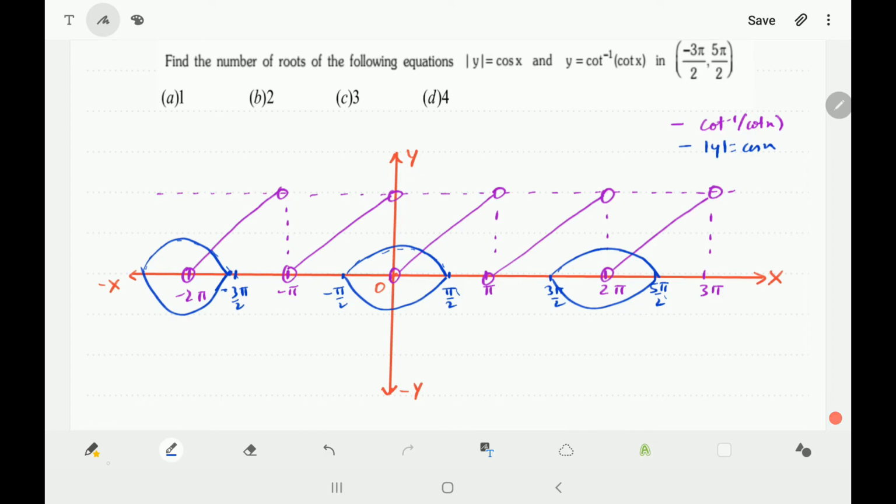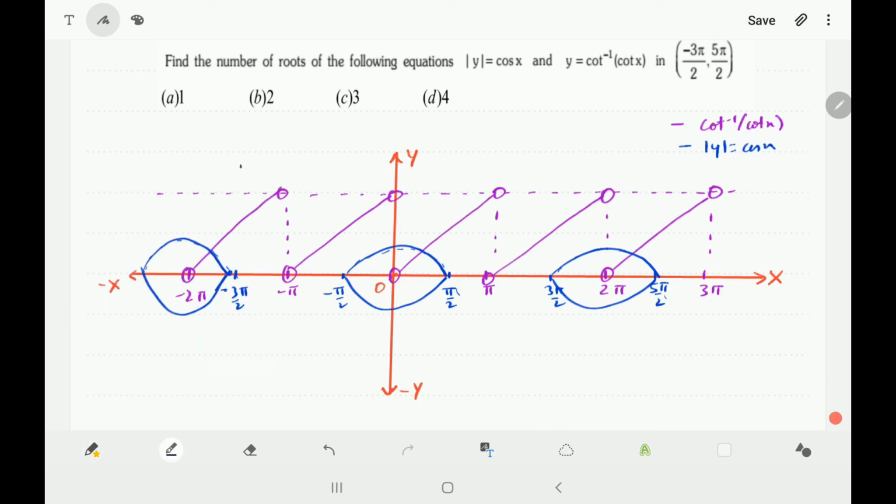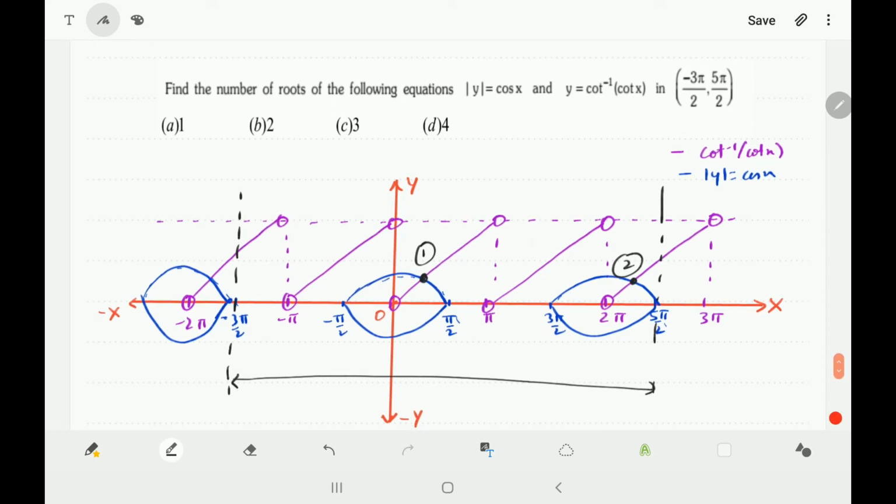So now we need to look at the interval from minus 3 pi by 2, which is this line, to 5 pi by 2, which is this line. Okay, so see the number of points of intersection of these two graphs. We have this intersection as 1, and then we have this intersection as 2. So the total number of roots for this particular problem is 2. So the answer for this problem is option B. I hope it is clear.